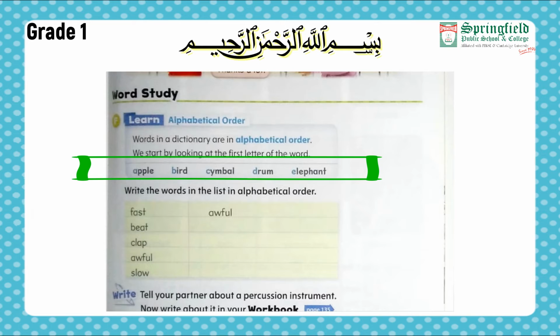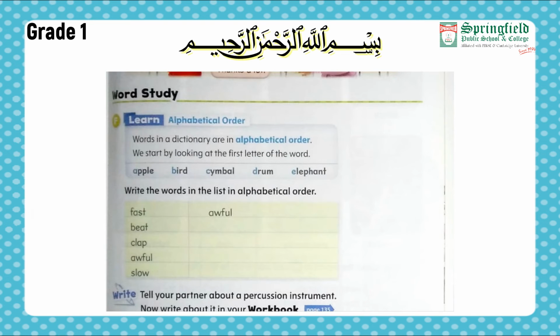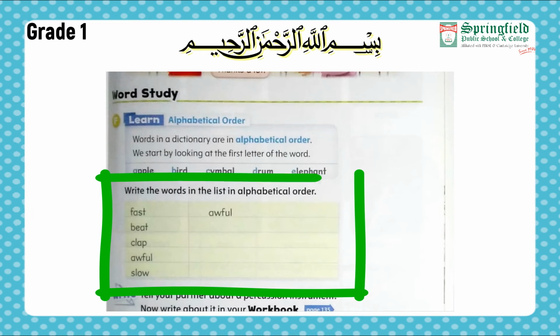If you see, the first letter of each of these words is in blue. It is to put emphasis on the fact that we are looking at the first letter. Now if you see it here, it is apple A, bird B, symbol C, drum D, elephant E. So it is in alphabetical order: A, B, C, D, E.